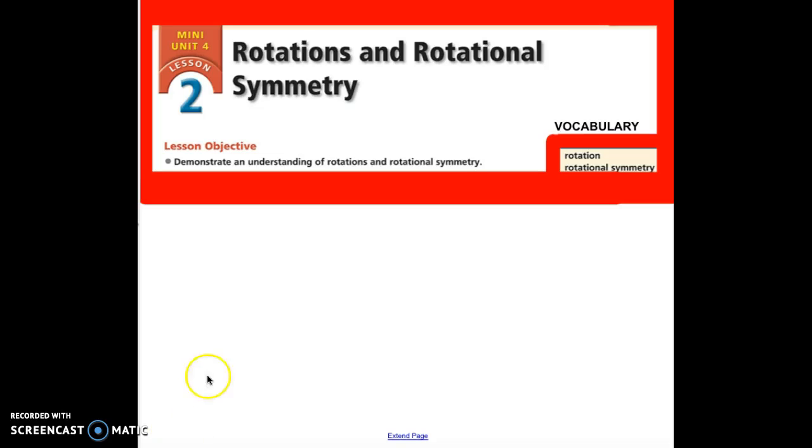This is Mrs. Nasland, and today we will be looking at Unit 4, Lesson 2, Rotations and Rotational Symmetry. Our learning target today is I can demonstrate an understanding of rotations and rotational symmetry. The vocab we will be looking at today is what a rotation is and what we mean by rotational symmetry. I'll define both these terms as we go through the lesson.